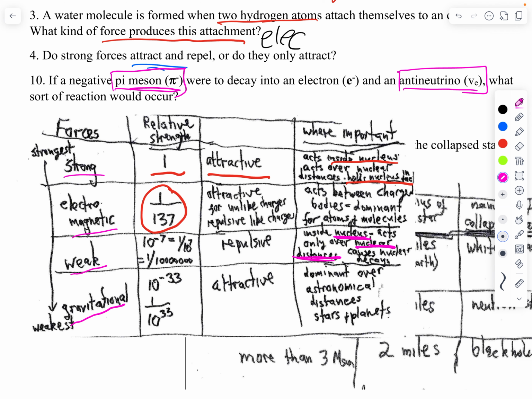Since these things are so small, they are affected by the weak force, because it is the driving force for nuclear decay. If you pay attention, the question says "were to decay." So the driving force for decay is the weak force.